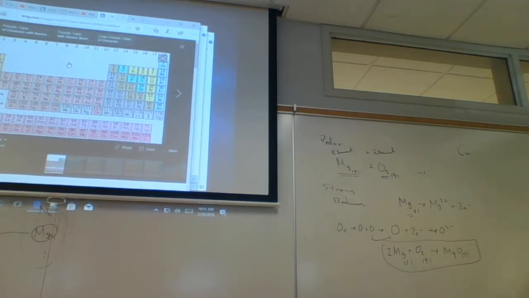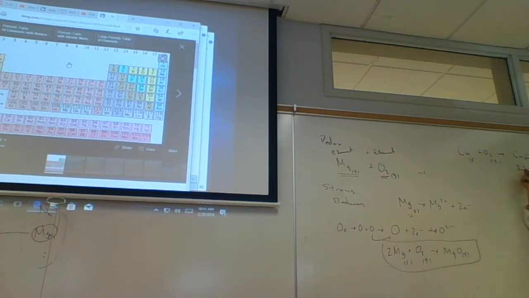Copper can lose 1 or 2 electrons when reacting with oxygen. And so if copper loses 1, then we form this. This is called what? Cu2O is called... well, Cu2O is brown. So when you have a shiny new penny, the shiny new penny doesn't stay shiny forever.